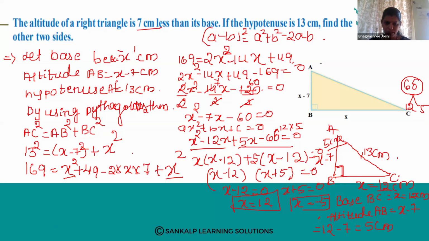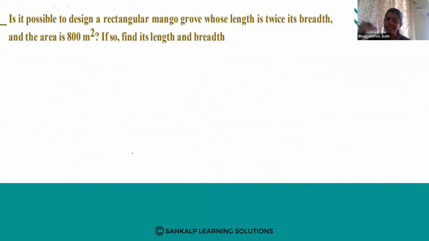Yes. Over. Okay. Next question: is it possible to design a rectangular mango grove whose length is twice its breadth and the area is 800 meters square? If so, find its length and breadth. Here, is it possible to design a rectangular mango grove? So it is in rectangle shape. Right? So, this is a mango grove. So, this is in the rectangle shape. Now, whose length is twice its breadth and area they have given, that is 800 meters square. If so, find its length and breadth.